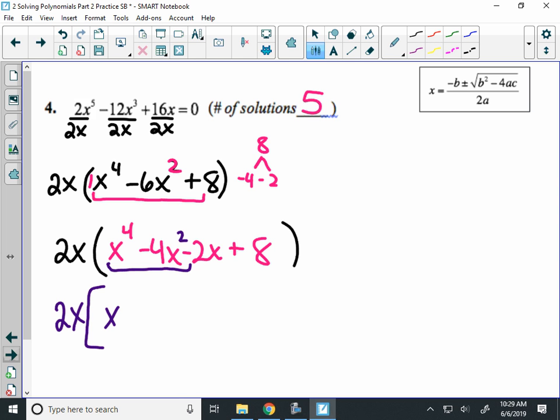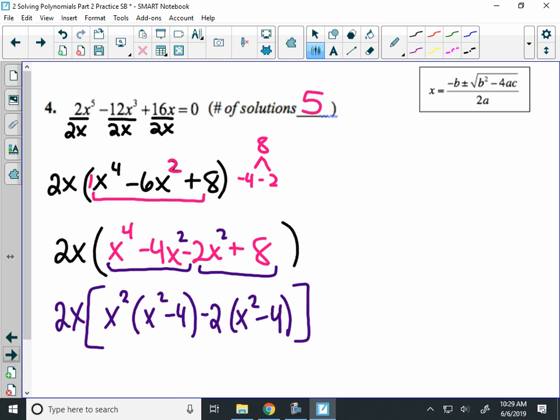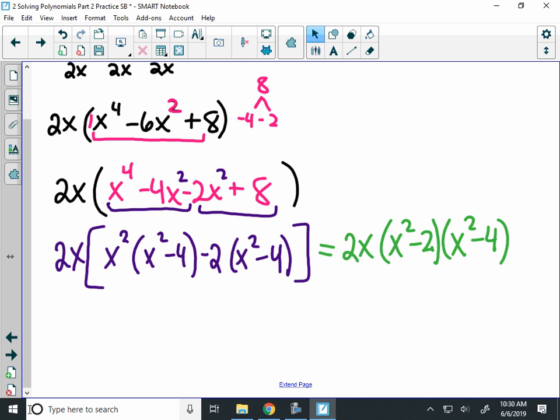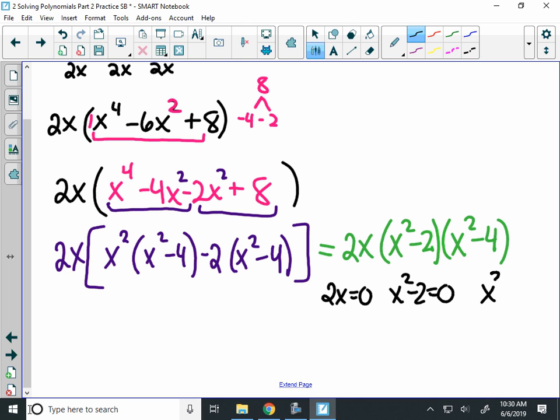Oh, I forgot my squares. Oh my goodness. I said it and I didn't write it. Pull out an x squared and I'll have x squared minus 4. I can pull out a 2 of the second group, x squared minus 4. So your factored form has a 2x in front, x squared minus 2, x squared minus 4. And I can now go ahead and set each of those factors equal to 0. 2x equals 0, x squared minus 2 equals 0, x squared minus 4 equals 0.